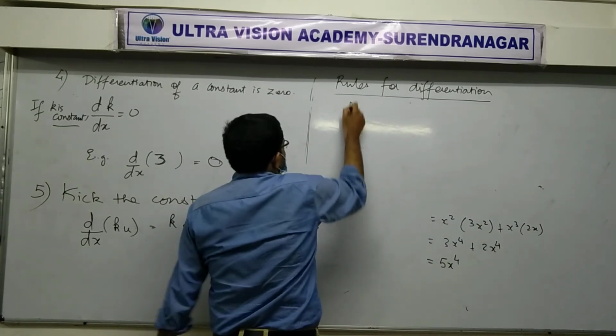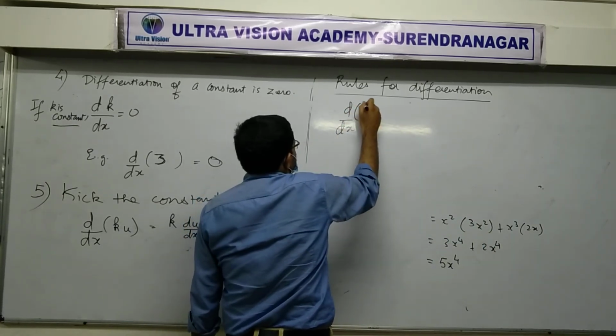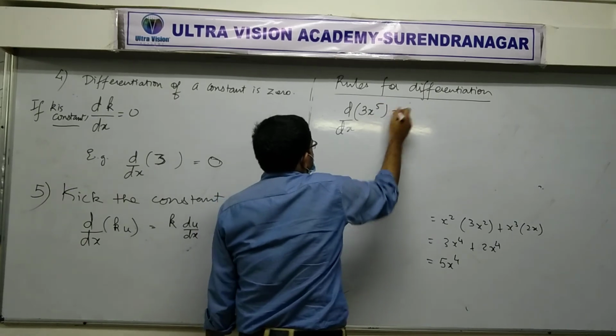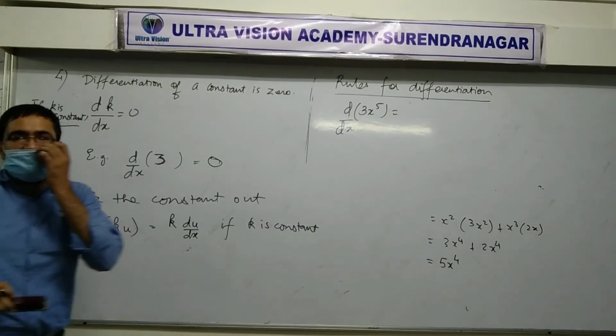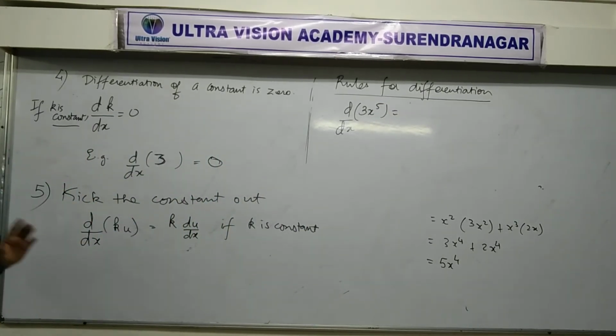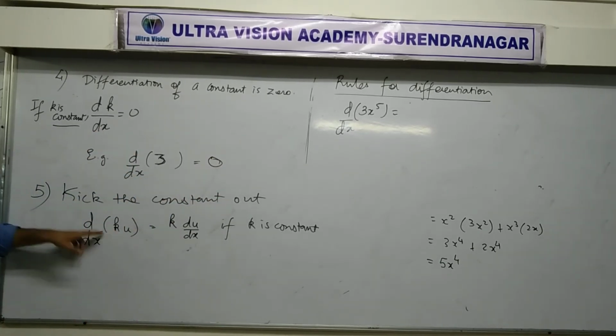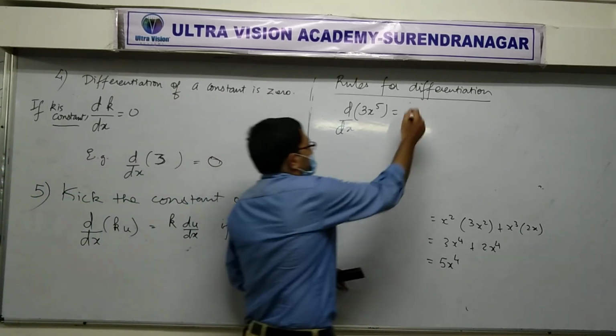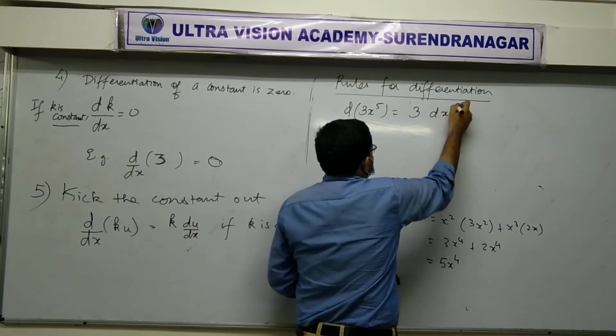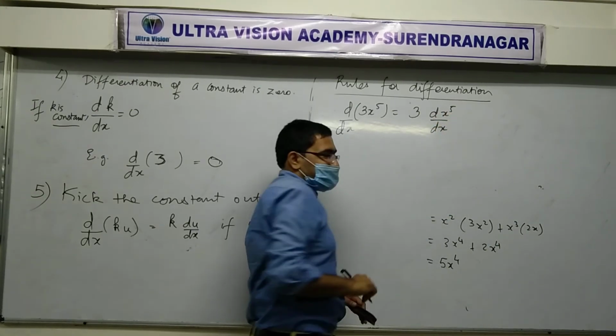So, for example, if someone says, what's the differentiation of 3x raised to 5? Okay, what's the differentiation of 3x raised to 5? So here, do you see this pattern? At k's place, what do we have? 3. 3 is a constant, yes or no? Yes. Just write it outside. And remaining just like that. It will not bother you, right?